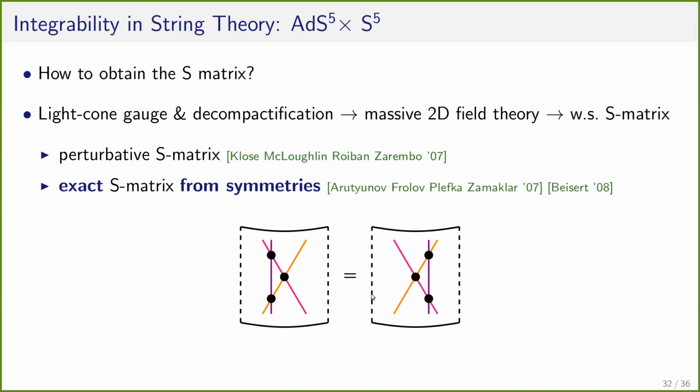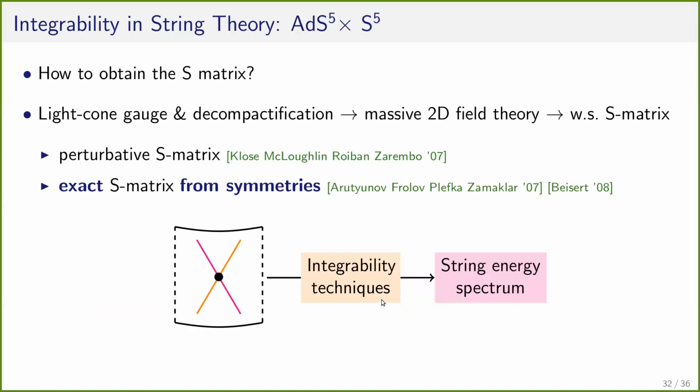And this exact S matrix for an integrable theory should satisfy the quantum Yang-Baxter equation. And the reason why this exact S matrix is very important is that the integrability techniques to find the string spectrum really use this S matrix. So it's really at the heart of the integrability techniques.